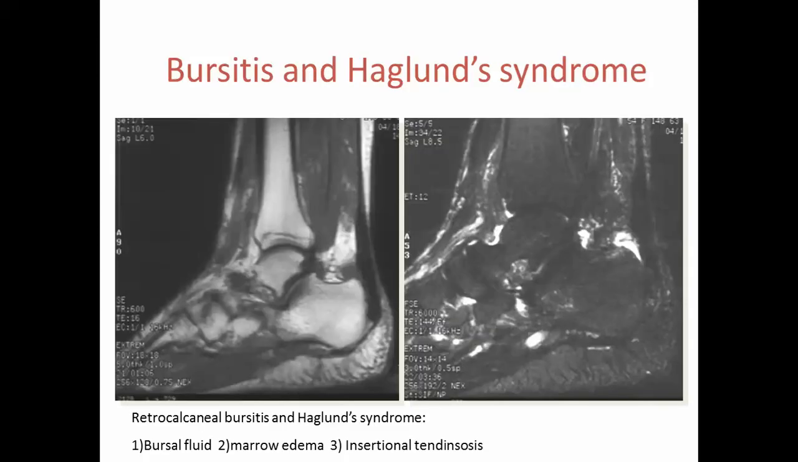Bursitis and Haglund syndrome, that means fluid collection in the retrocalcaneal bursa, bursal fluid. You might find some marrow edema and insertional tendinosis. At the insertion of the tendon, we might get some swelling here. This is some swelling in the tendon, and this is some edema, and this is some fluid, and this is minimal edema. This is called bursitis or retrocalcaneal bursitis. The components are swollen tendon, swollen fluid, and insertional tendinosis.